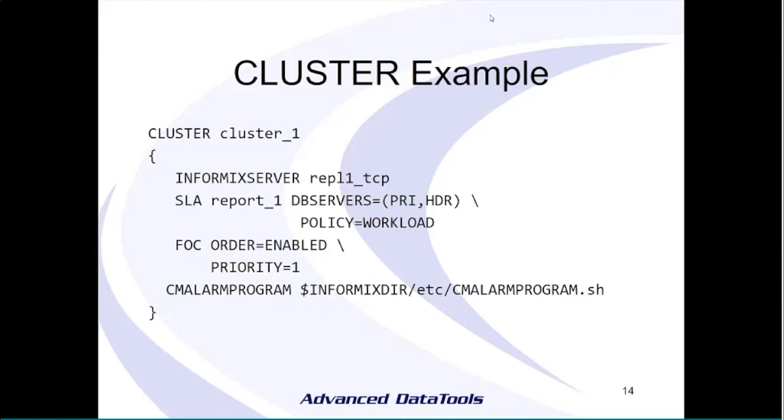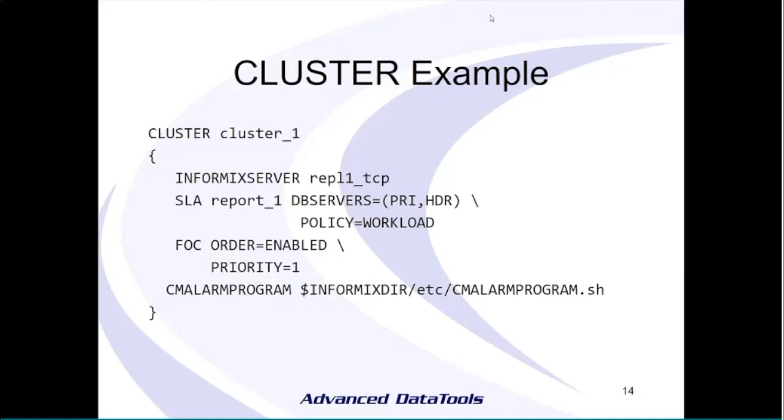There's a bunch of policy values. Workload is the least busy server. This would be an example of a reporting system where somebody issues a report request that may be a heavy query. We want it to go out to the least busy server to return the data. And because it's reporting, it should be read-only, so it doesn't care if it's on the primary or the secondary.